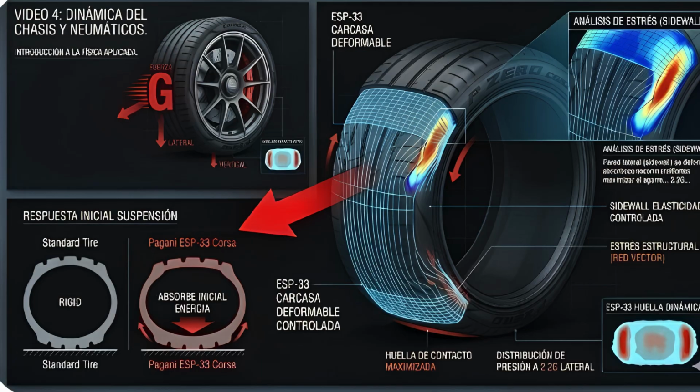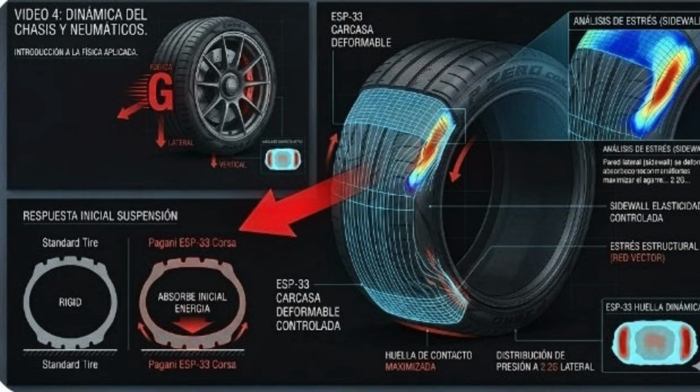3. ESP-33, Pirelli Corsa tire, sidewall elasticity. Concept: structural tire deformation under G-forces. Analysis: the tire is not a rigid structure, it functions as the primary suspension element. We analyze how the sidewall undergoes controlled deformation under an extreme lateral load of 2.2 G to maximize grip before the spring itself begins to compress. Key visual: cross-section of the tire displaying the flex and structural stress within the sidewall during cornering.